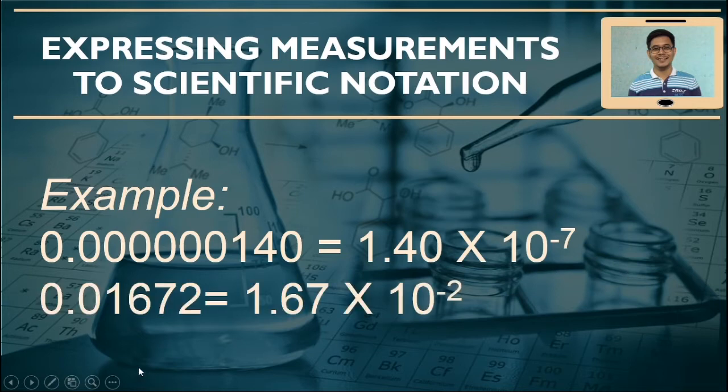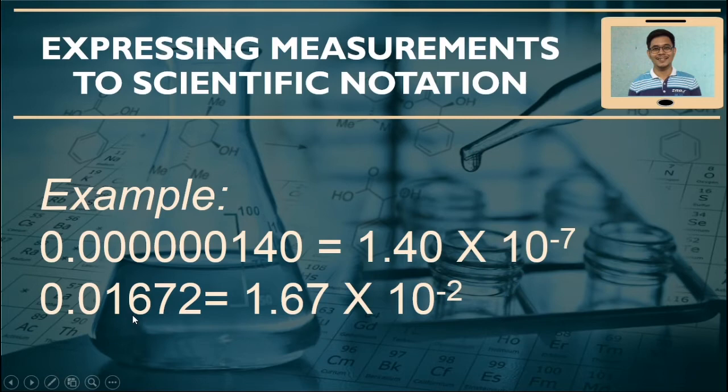Another example would be 0.01672, which will give you the answer for its scientific notation, 1.67 multiplied by 10 raised to negative 2. Bakit negative 2? Kasi dalawang beses nating minove papuntang kanan. 1, 2. Dapat nandun siya pupunta sa pagitan ni 1 and 6.